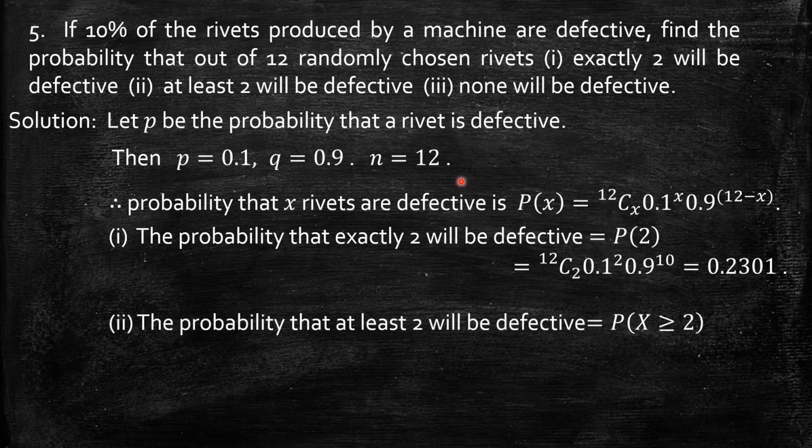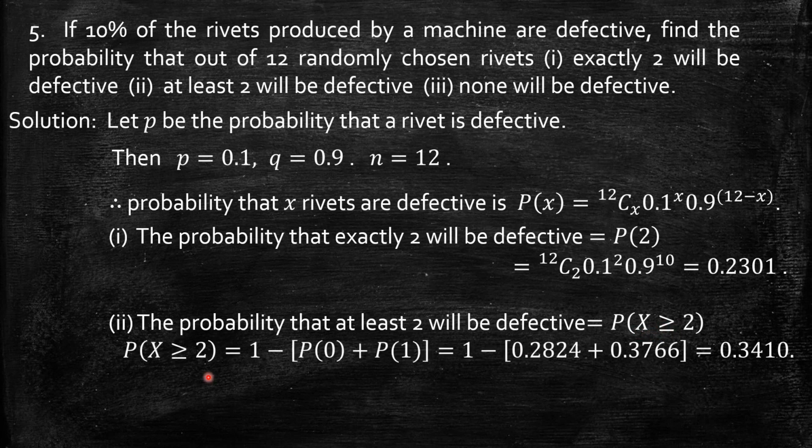Probability that at least 2 means minimum is 2 or more. So that is probability of x greater than or equal to 2. Now if I go in the direct way, then I have to take from 2 to 12. So you have to sum up all the probabilities from 2 to 12. Instead of that, we take the complement. 1 minus probability of x less than 2 means we have two values left out, 0 and 1. So 1 minus probability of 0 plus probability of 1.